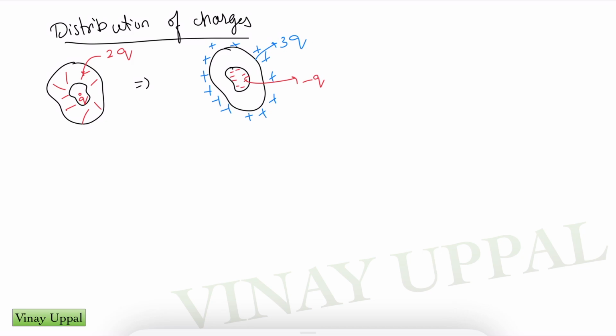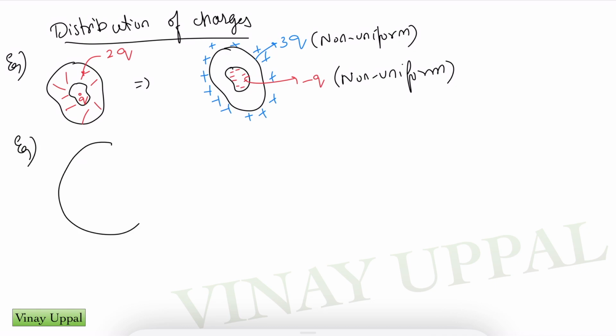And what about the distribution? The distribution will be non-uniform because of the random shape of the conductor. So in general, we will say that the distribution is non-uniform. Only if the surface was a sphere, then we can say that the distribution will be uniform. I'll look at that example right now.